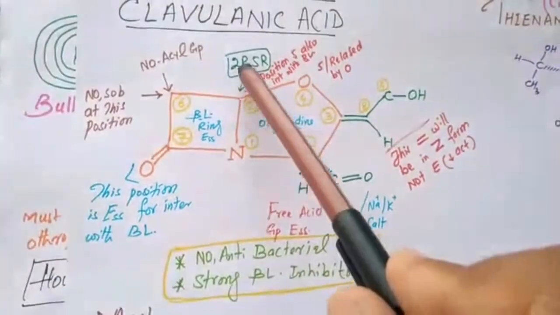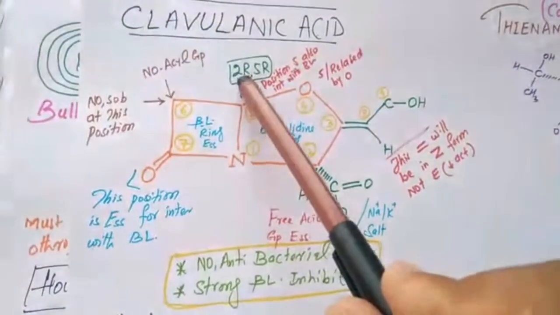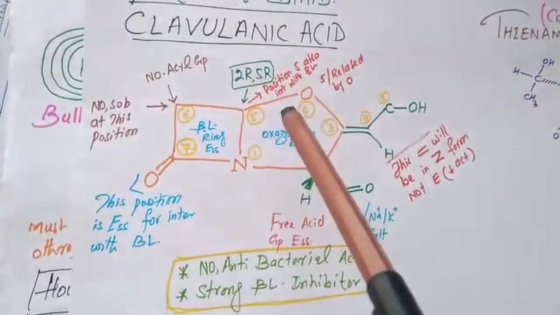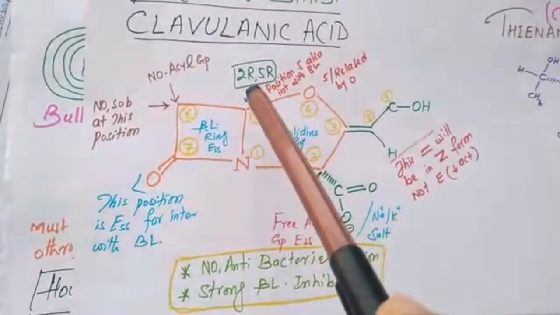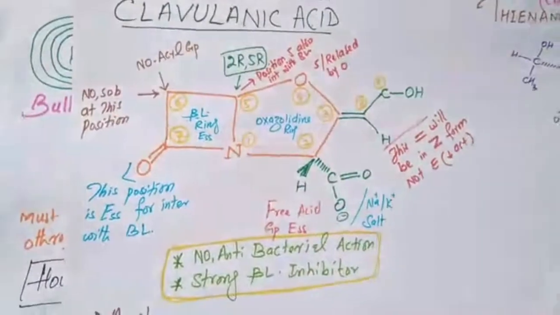Meaning carbon 2 and carbon 5 both are chiral. 2 will be in R form. R means clockwise rotation. R means dextro form, and 5 must be in dextro form.